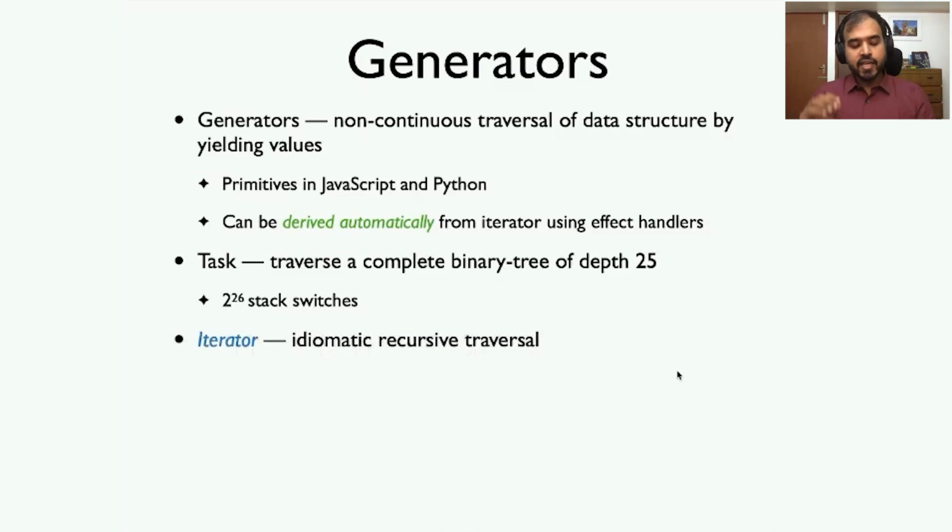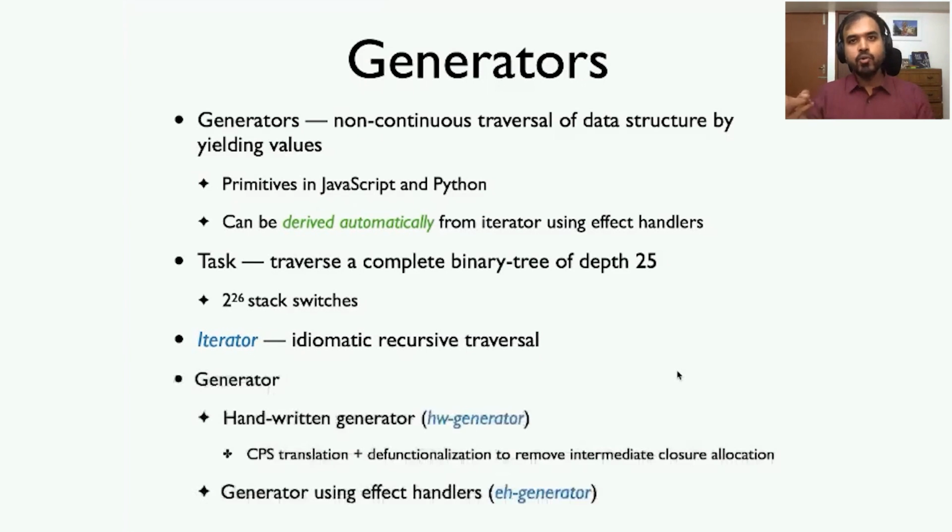We compare 3 versions. First is the iterator, which simply does the idiomatic recursive traversal of the tree. And we have 2 versions of the generator. The first one is the handwritten generator, which is specialized to this tree traversal. Handwritten, where we do CPS translation by hand, and we also do defunctionalization to remove any intermediate closure allocations. We call it the handwritten generator.